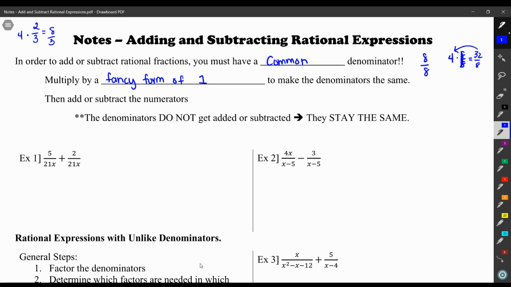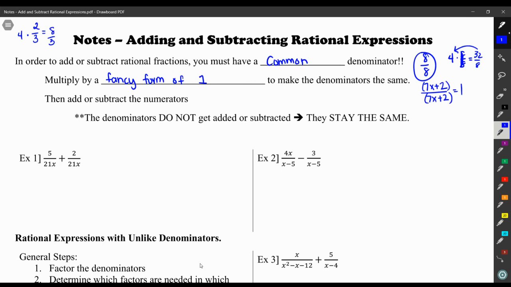So you can also make fancy forms of 1 with multiple terms. For example, 7x plus 2 over 7x plus 2. Since it's the same thing over itself, that's still a 1. So your 1s may not look quite as simple as we're used to, but something divided by itself is still equal to 1. So example 1 and 2 are the basic kind.